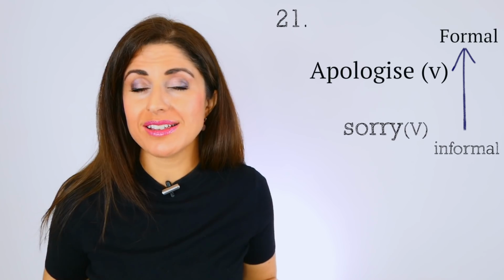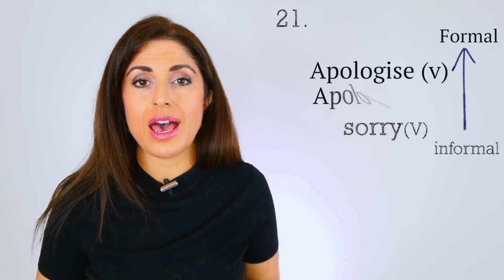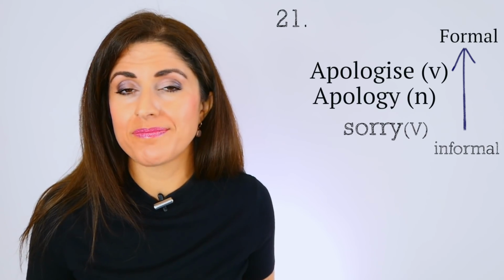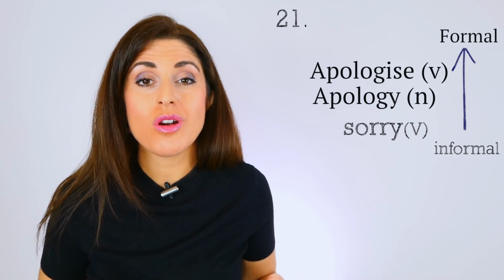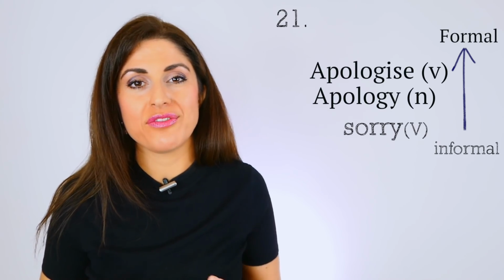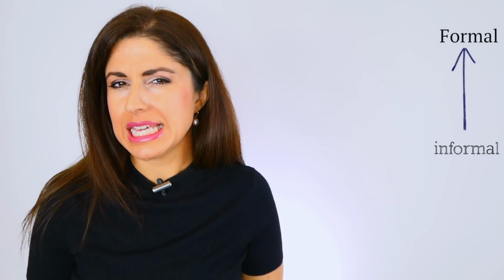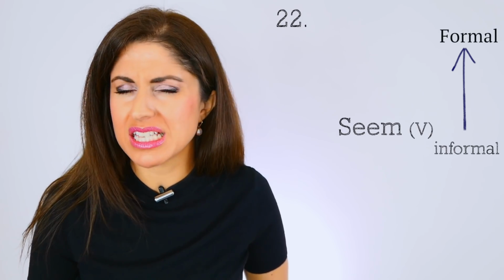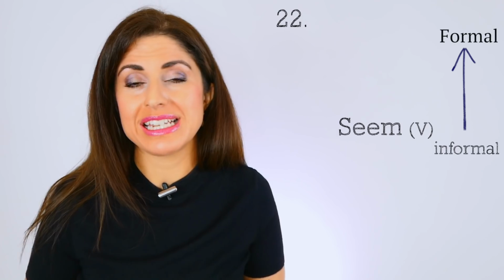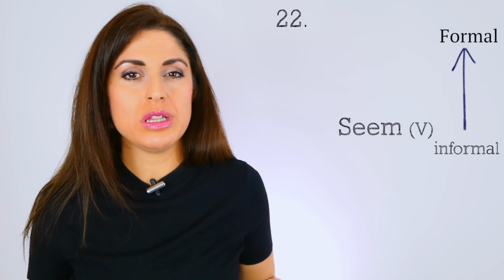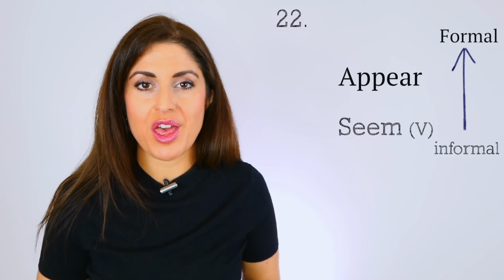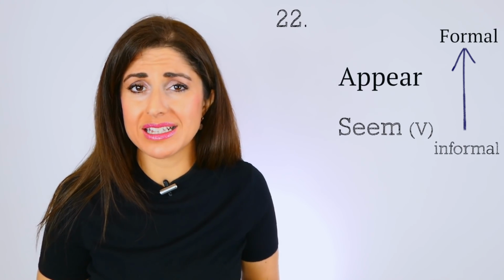So to apologise, I apologise is the verb, and apology is the noun. My apologies, using the noun there, or I apologise, is better than using sorry in formal situations. Seem: you really seem a little bit tired today. Nothing wrong with that in natural spoken English or in a text message, but in more formal academic situations, you would probably use the verb appear. You appear a little tired.